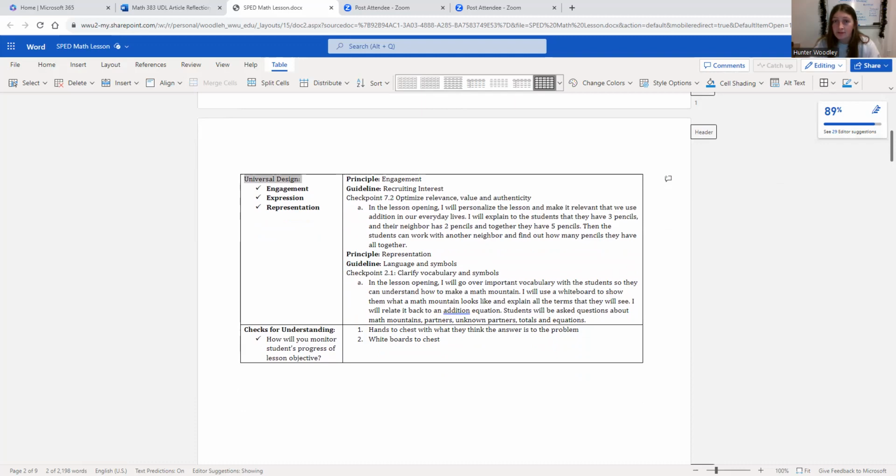Let's see. Now I just need to go over really fast a quote that stuck out to me. I really liked this quote. It says, "Students with disabilities deserve equal access to mathematical thinking and learning." And that is so true, and that's what they need to know.